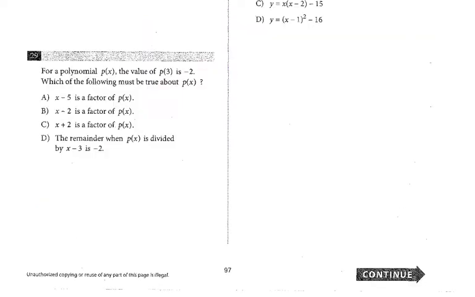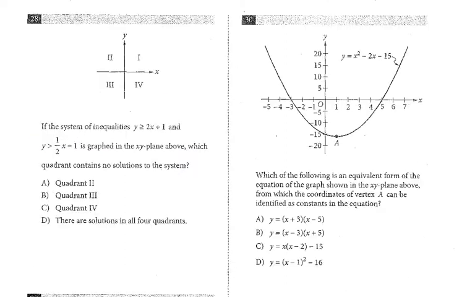For 29, for the polynomial p of x, the value of p of 3 is negative 2, which means x minus 3 is not a factor because the remainder is not 0. Therefore, it means p of x divided by x minus 3 has remainder negative 2. So D will be the answer.